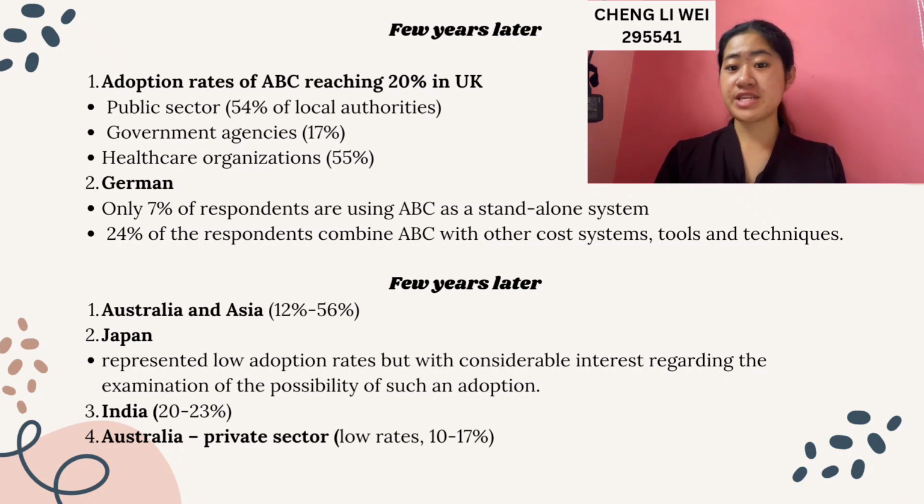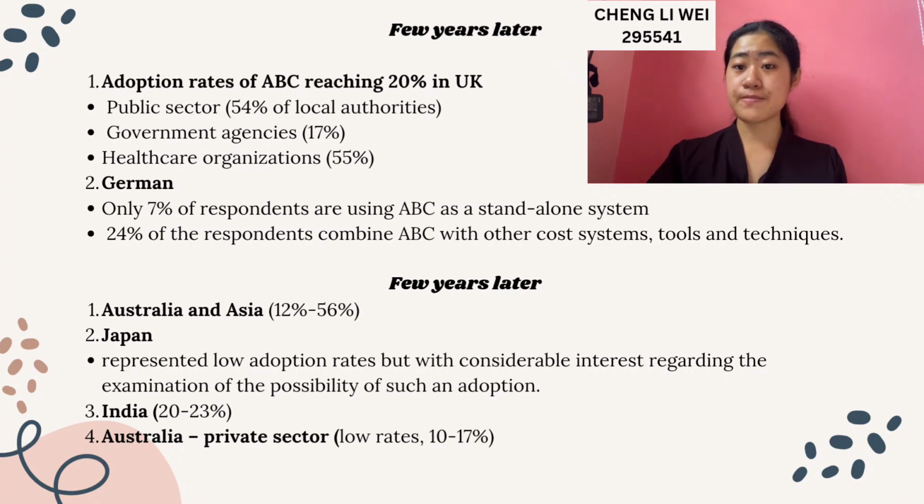A few years later, findings from Australia and ASEAN presented a mixed picture. Adoption rates of ABC and ABM vary between 12 and 56%. Japan was represented with low adoption rates but with considerable interest in examining the possibility of such an adoption. While in India, researchers identified adoption rates around 20 to 23% of ABC. Australia reported considerable variation in ABC adoption rates, with many reporting low rates of adoption between 10 and 17% in the private sector.